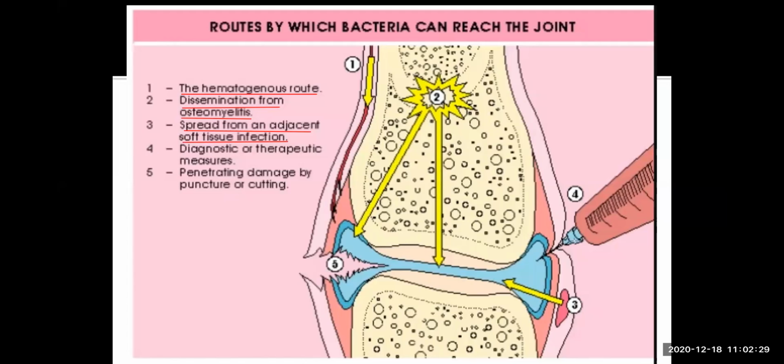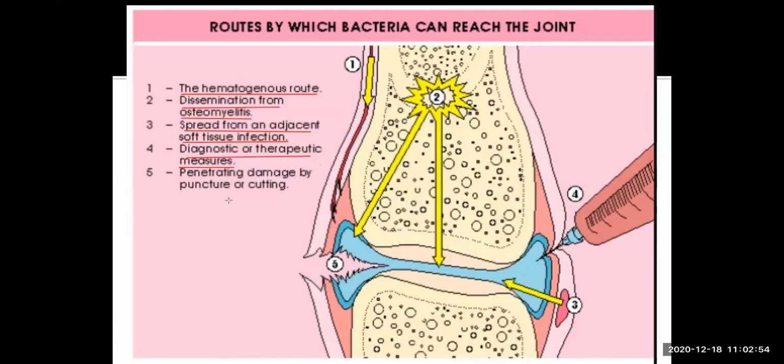Number four, see here, this is a syringe and the needle. So diagnostic or therapeutic measures, if they are not done properly, if somebody does not clean this area and directly enters into the joint with the help of this needle, or if this needle and syringe are not sterilized, bacteria can enter inside.